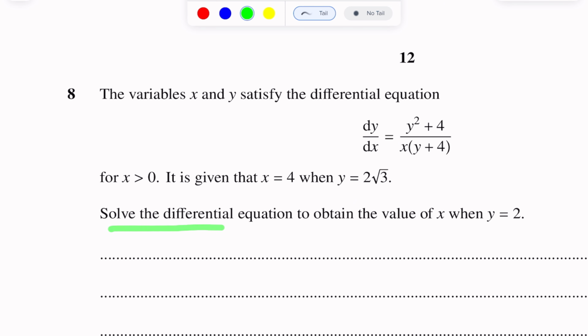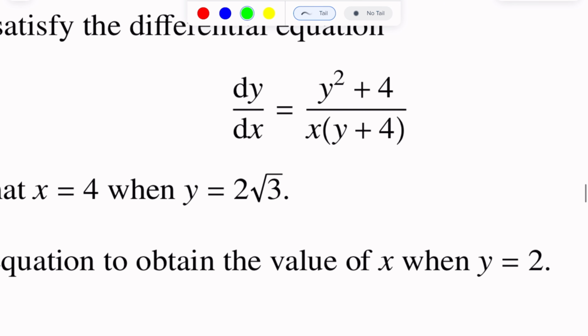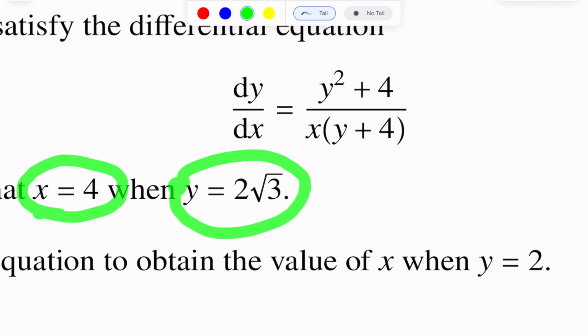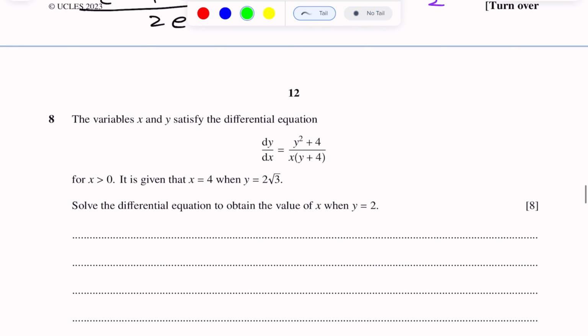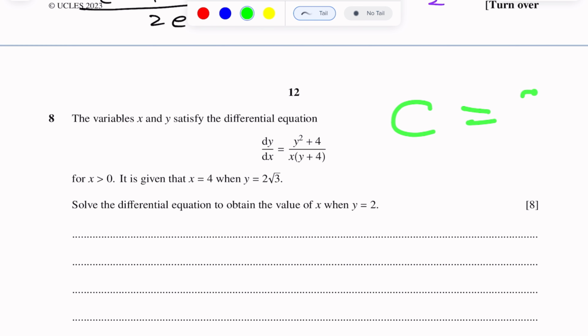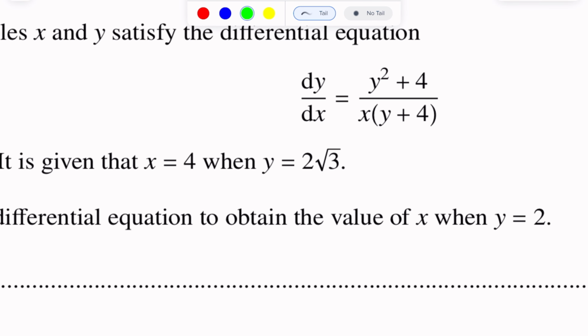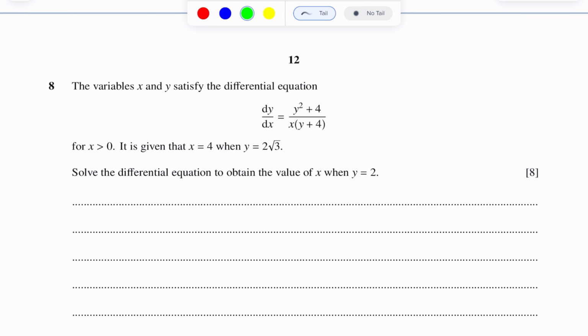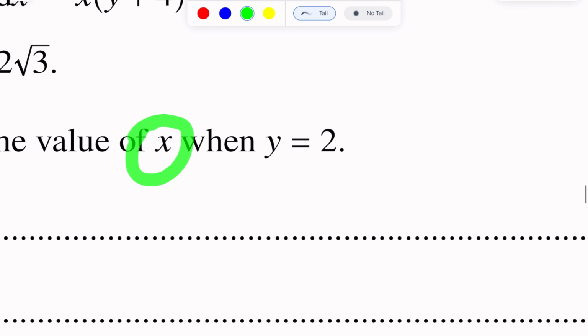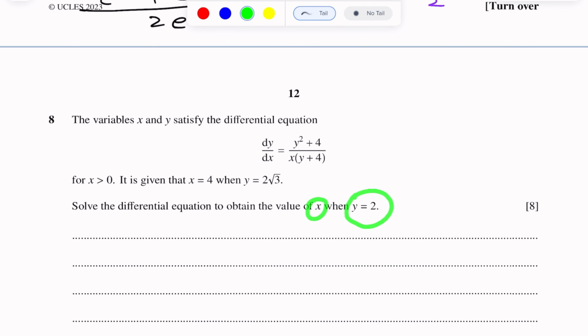Solve the differential equation means we have to remove this differential. Dy over dx is also called the differential. These are the initial conditions which will be used to find the value of a constant of integration c. Finally, we have to find the value of x when y is equal to 2.